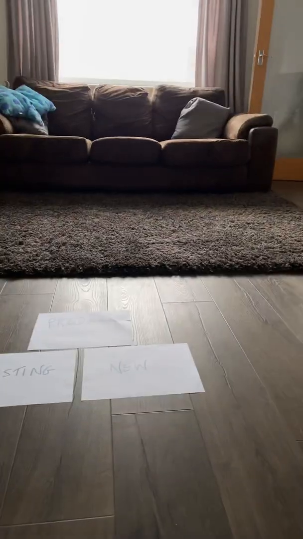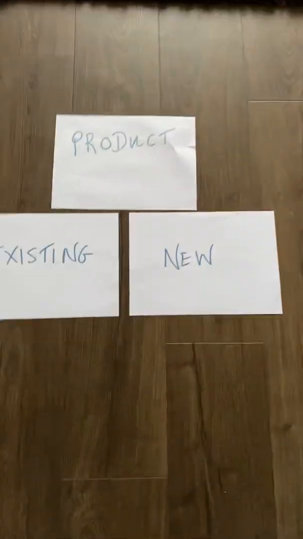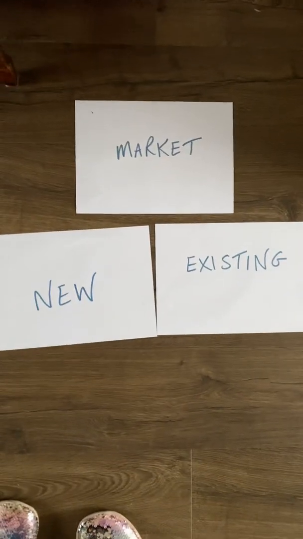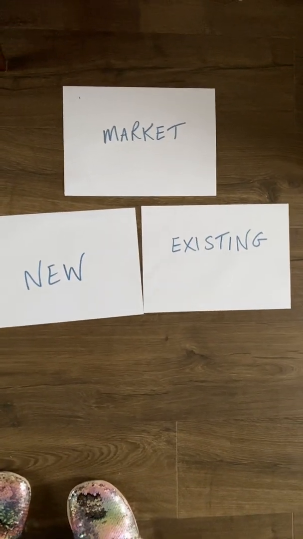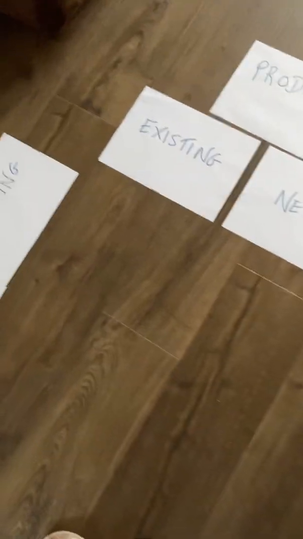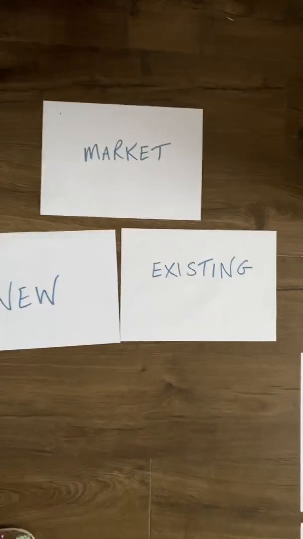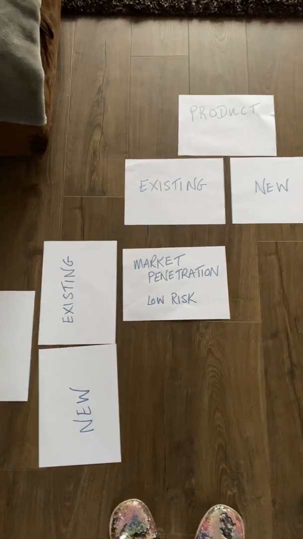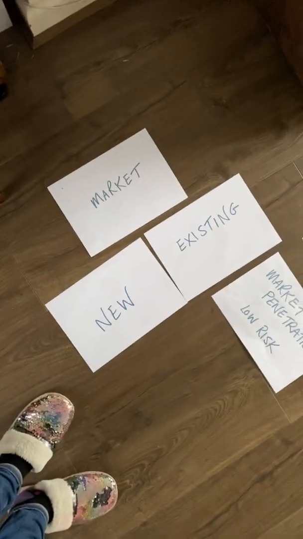Okay. So the first part of the matrix is thinking about the product and whether to focus on existing products or new products, and the market, new or existing markets. First of all, we've got existing products in existing markets: market penetration. We're trying to penetrate the market with more and more products to the same people. Same product, same people.